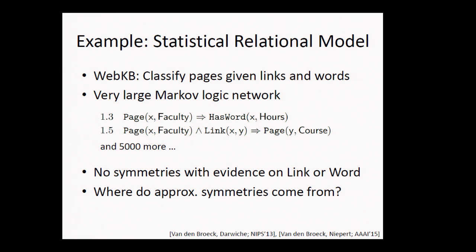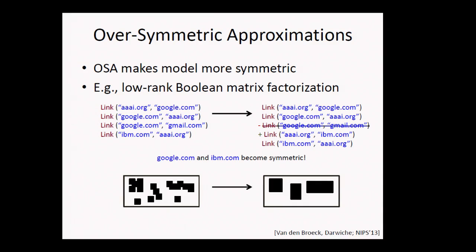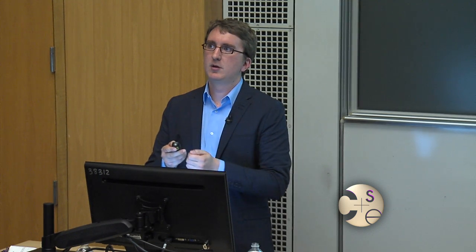So where do these approximate symmetries come from? What we try to show here in that NIPS paper is that you can very easily find approximate symmetries in this type of data. So here's, for instance, a database of links between web pages. And by just making small alterations to this database, suddenly you can make things symmetric. So here you've removed one link between Google and Gmail, and you've added another link between AAA and IBM. And suddenly these two tech companies, Google and IBM, become symmetric. So you can say that these two companies are approximately symmetric.